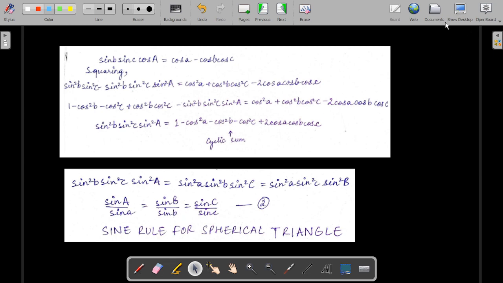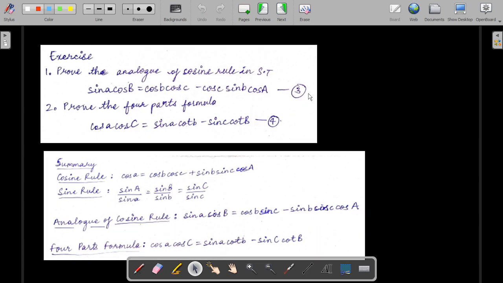Before moving to the next section, I'm just gonna give you two exercises. So you should prove the analog of the cosine rule in spherical triangle, and it states that sine of A times cosine of spherical angle B is equal to cosine of B sine of C minus cosine of C sine of B times cosine of spherical angle A. Sorry, this should be sine of C here.